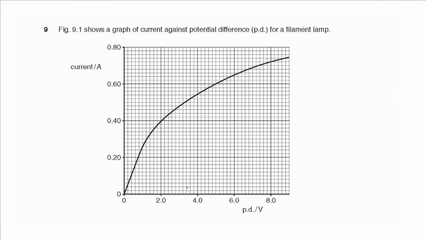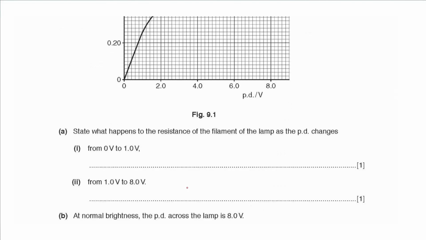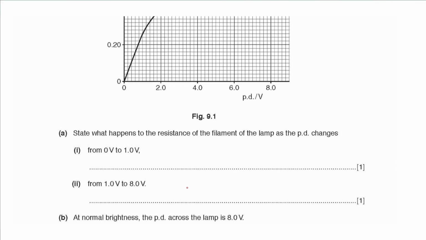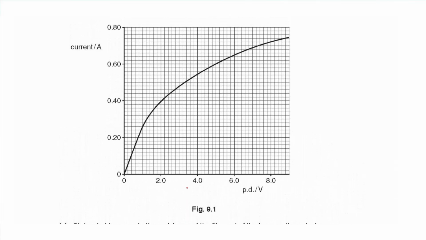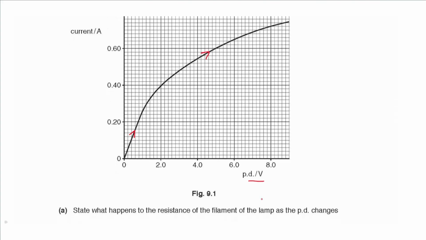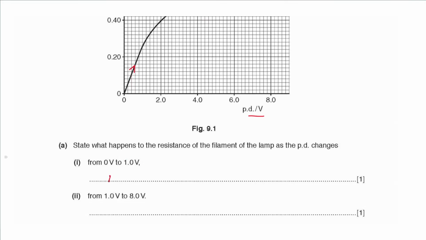Question 9 says figure 9.1 shows a graph of current against potential difference for a filament lamp. Part A says state what happens to the resistance of the filament of the lamp as the potential difference changes, first from 0 to 1 volt and then from 1 volt to 8 volts. From 0 to 1 volt it was a straight line and then it curved towards the potential difference axis. So a straight line states that the resistance is constant or does not change. And when the curve bends towards the potential difference axis, this means that it needs more energy, so its resistance is increasing. The more it bends toward the axis, the higher the resistance.